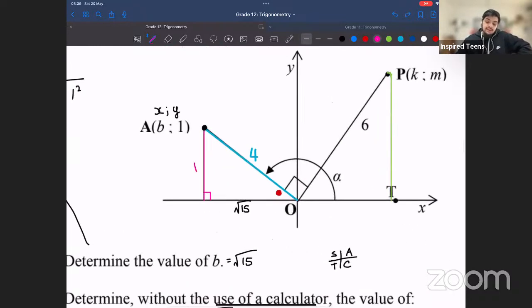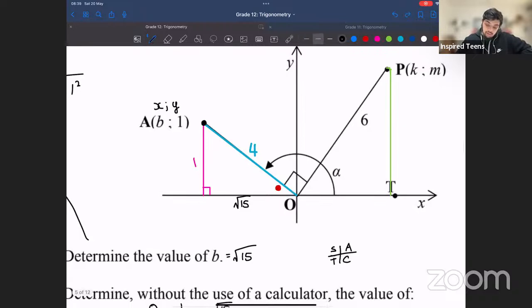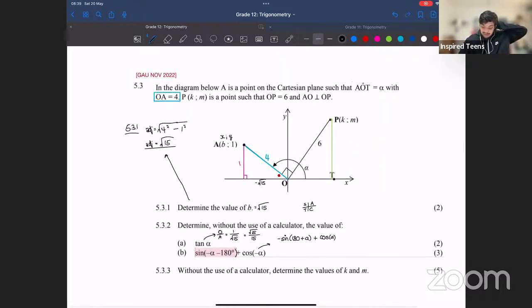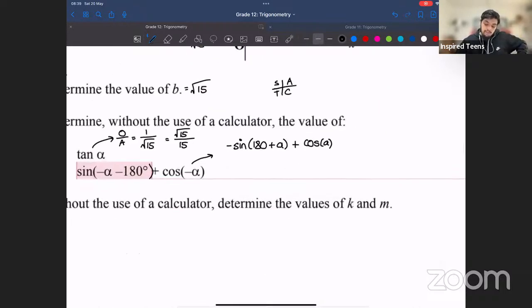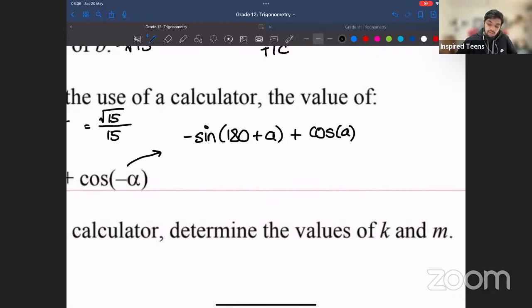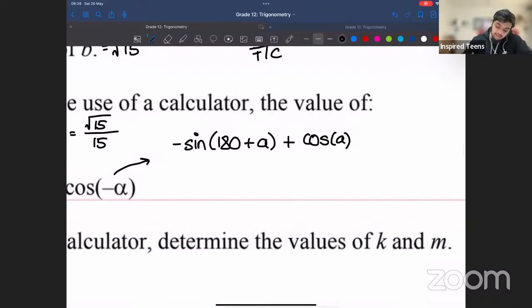So we need to make the same adjustment here. This should be negative 15. Negative root 15, because it's on the side of the Cartesian plane where we have negative x values. Okay, so now let's solve from here. Again, we have negative sine 180 plus alpha plus cos alpha. So negative sine 180 plus alpha.